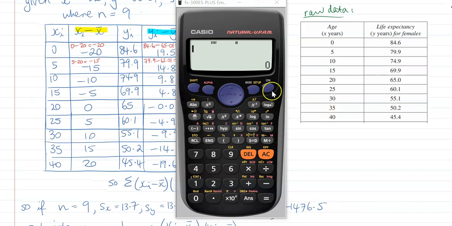For those that need a quick reminder on how to input all of that, you go to Mode, select Stat, 2: a plus bx, and then enter in all of your data. So enter in the number and press equals, and then go across to your y column and enter in all of those values.